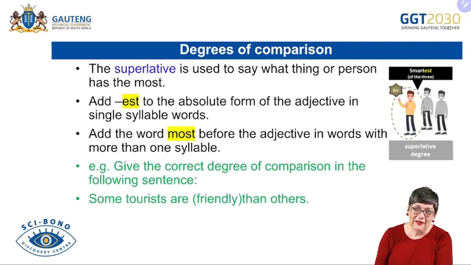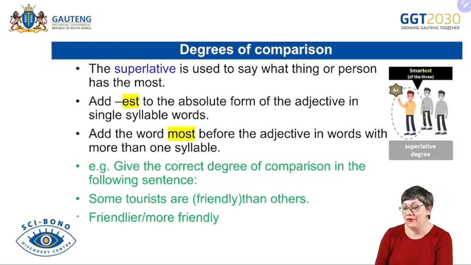Now, friendly, the only thing we're going to do is friendlier. Or, because it's more than one syllable, we can say more friendly. Now remember, we're comparing some tourists to other tourists. So we are on the comparative one. So we could either add er, or we can say more friendly.